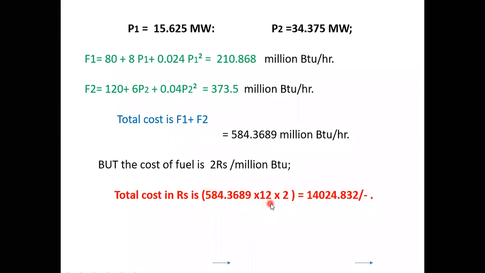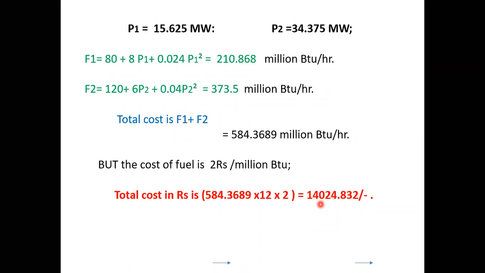584.3689 into 12. 12 means here 12 hours. How much time is there for a load of 50 megawatt? Okay, 50 megawatt is present on our system for 12 hours. Similarly, how much cost for each million BTU? That is 2 rupees, which is present in given data. So when you multiply, then you will get total cost in rupees. So this is for case 1.